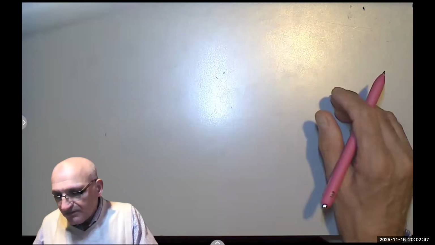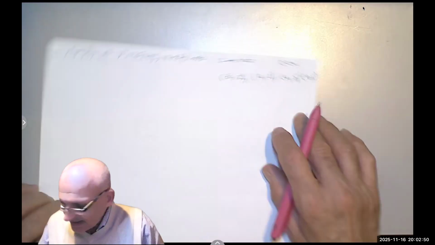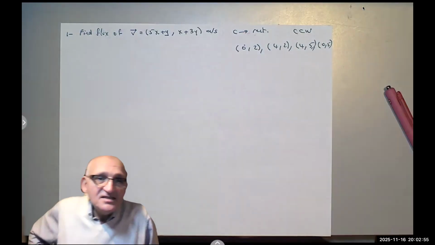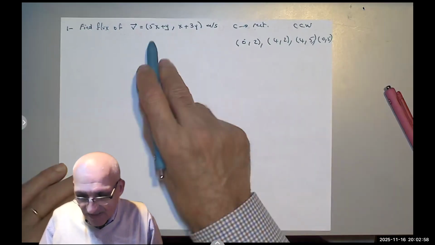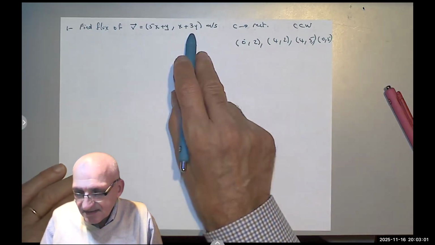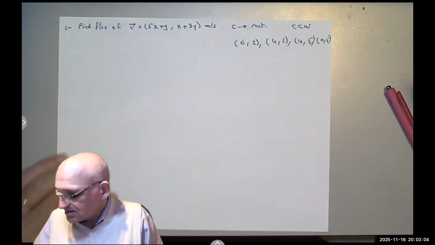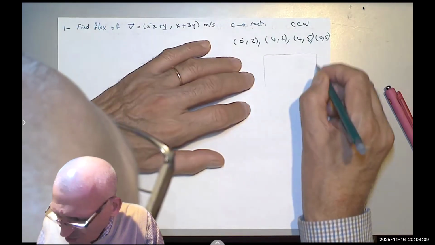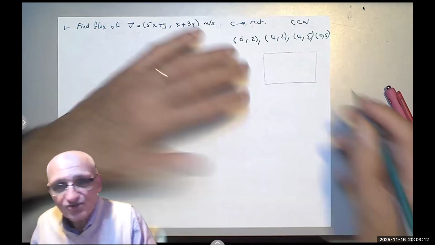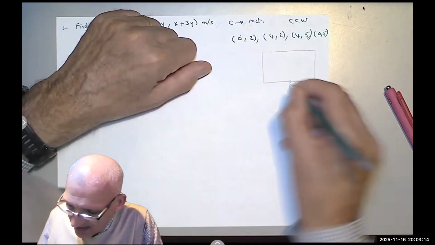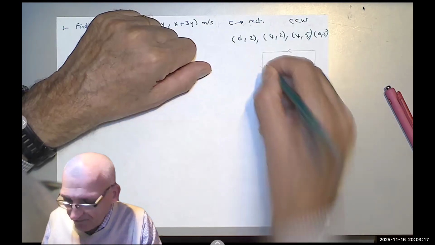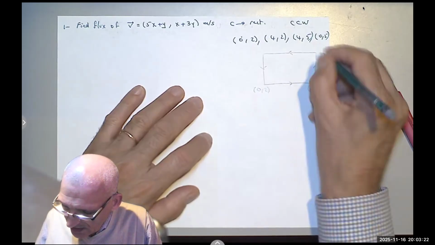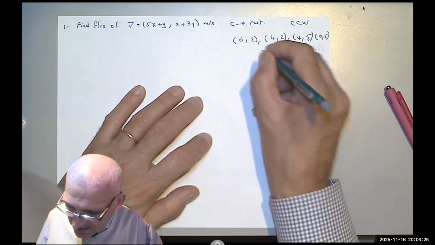Let's take a couple of examples. I prepared 3 examples again like last time, but this time we are going to use the flux. They give you a velocity vector field as that, and the closed curve is a rectangle, and we always assume counterclockwise. As I said, if you do clockwise, it's just the same answer with the negative sign. The corners are 0, 2; 4, 2; 4, 5; and 0, 5.